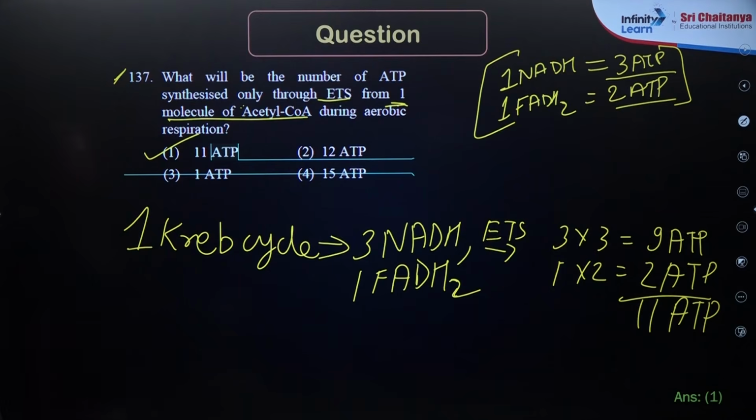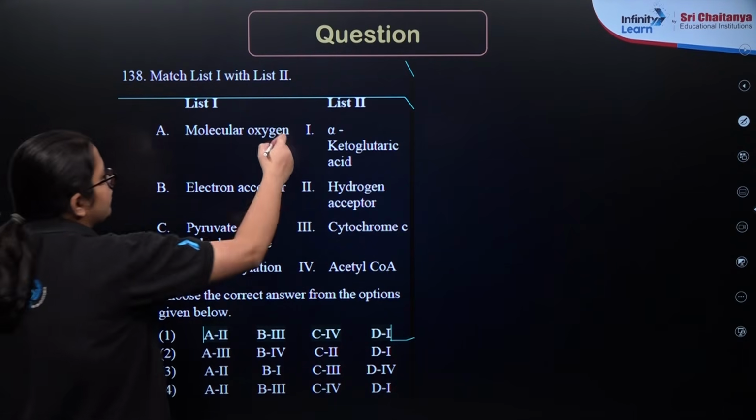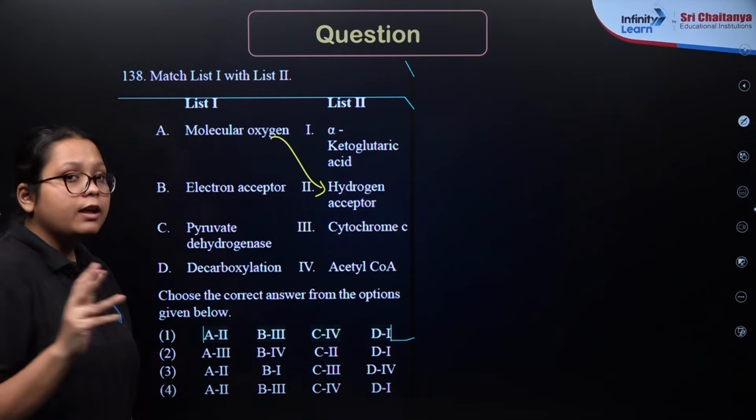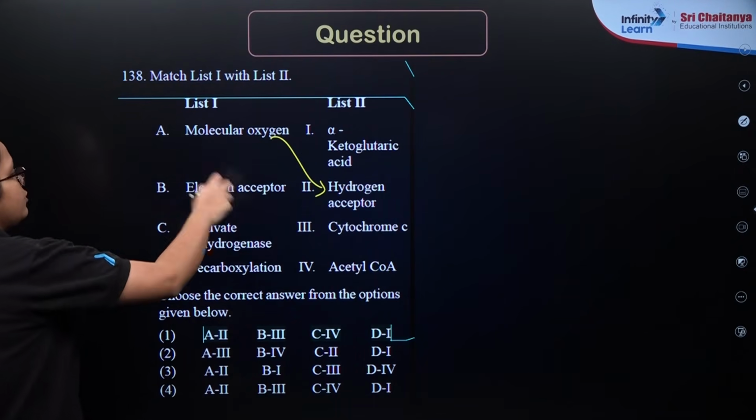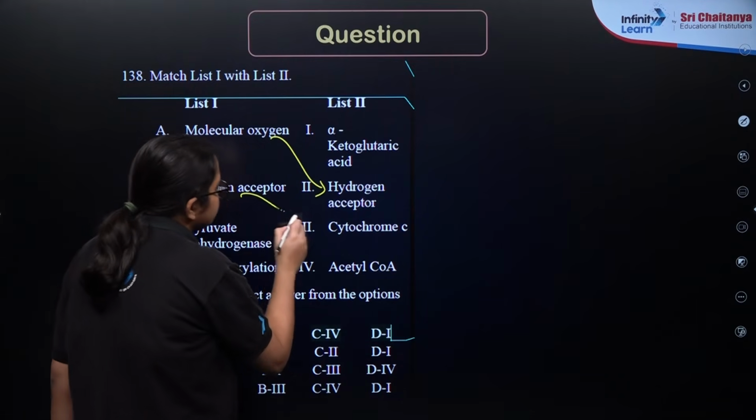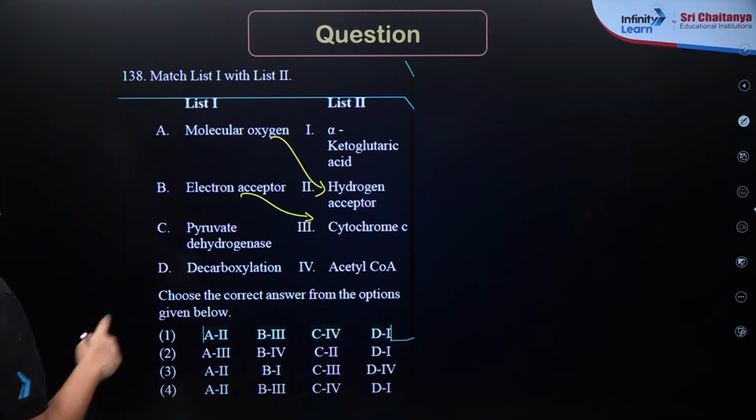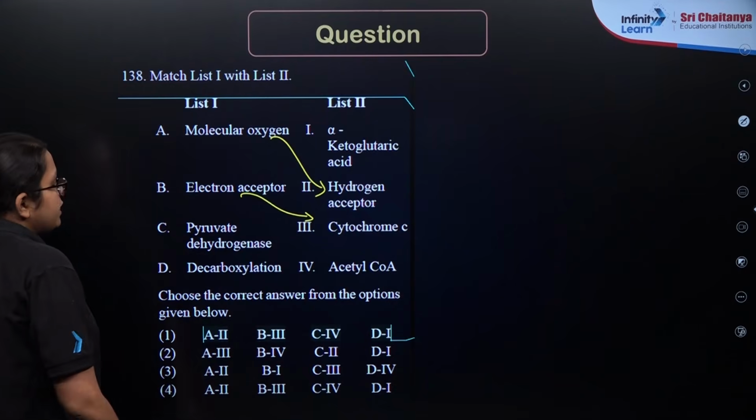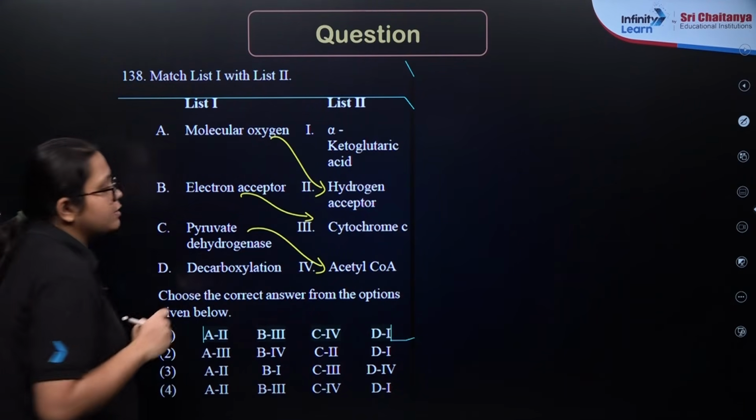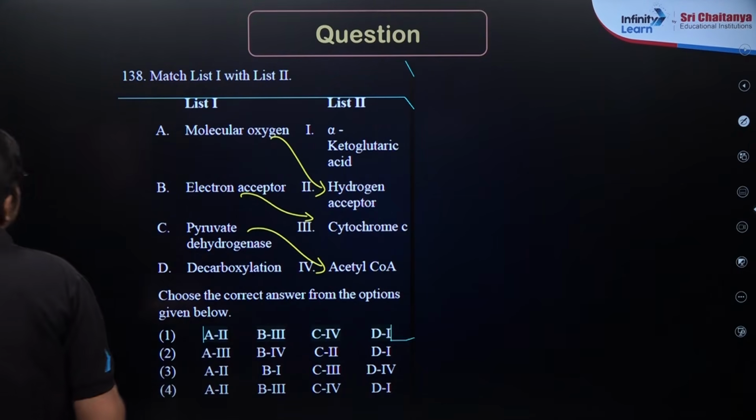Okay. Next question. You have to match again. Molecular oxygen, O2. What is it doing? It's the final hydrogen acceptor in the electron transport system. It drives the whole aerobic respiration process. Electron acceptor is cytochrome C. Cytochrome C accepts electrons from complex 3 and transfers them to complex 4. Cytochrome C is a mobile electron carrier. Okay. Pyruvate dehydrogenase leads to formation of acetyl-CoA. Pyruvic acid to acetyl-CoA formation is catalyzed by this enzyme, pyruvate dehydrogenase.